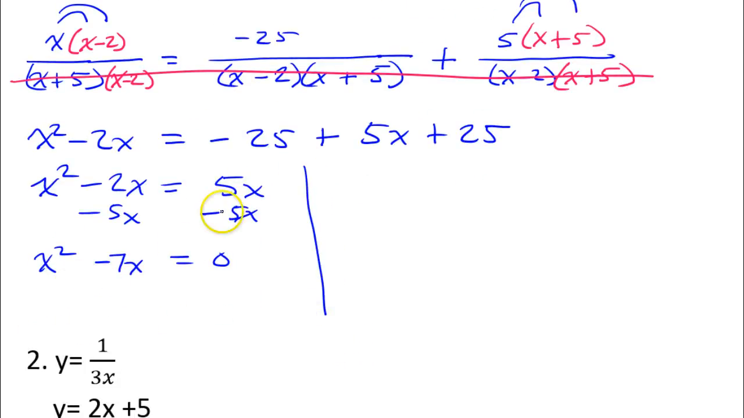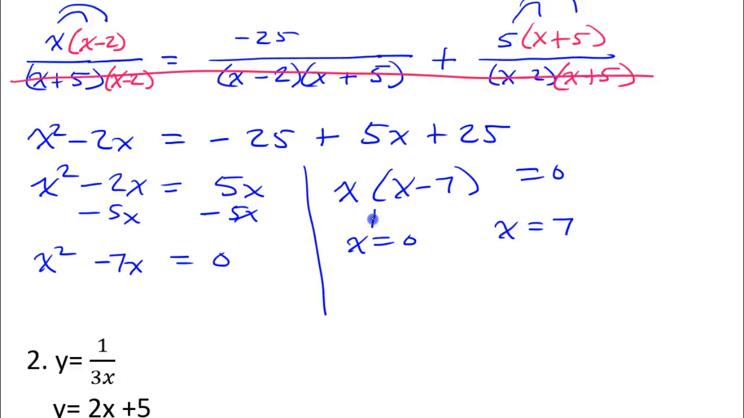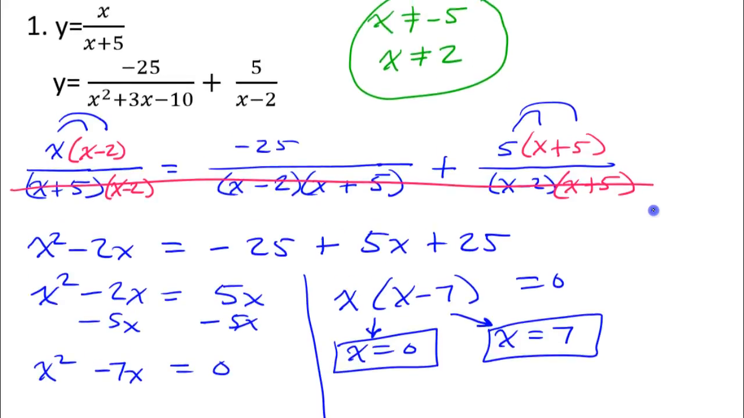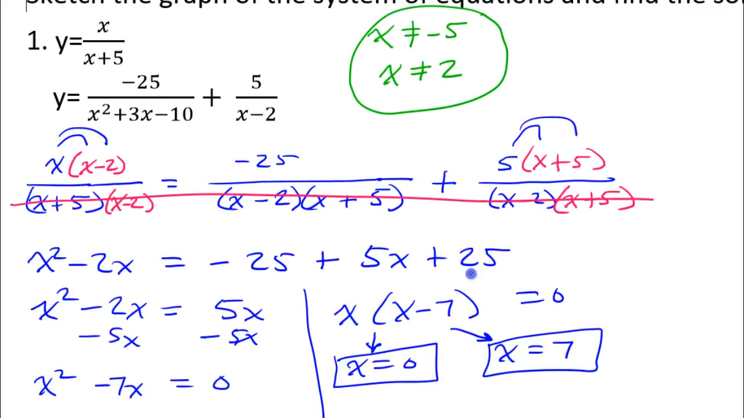Now I see the GCF here. We've got a common factor of x, so this becomes x times x minus 7. And setting both of these equal to 0, I have x equals 0 and x equals 7. So these will be my solutions as long as they are not excluded. My excluded values are negative 5 and 2. Neither of these are excluded, so these are my solutions to problem number 1.